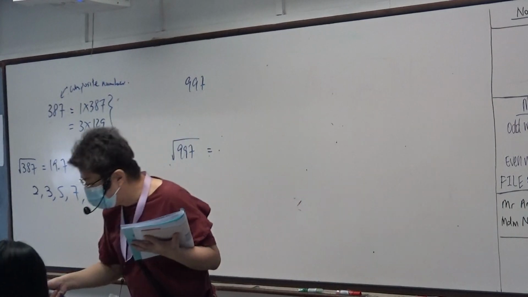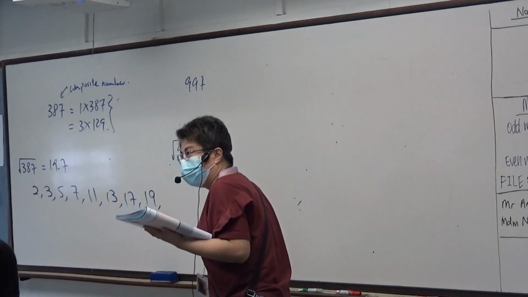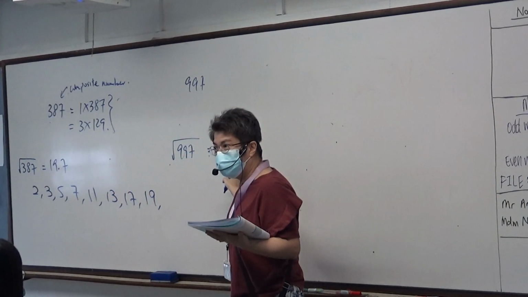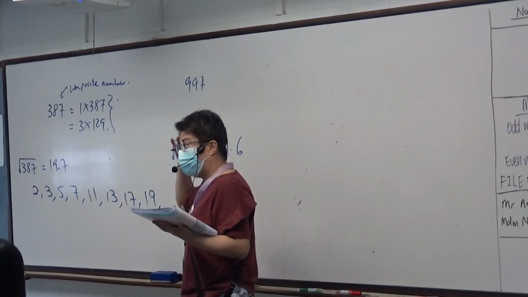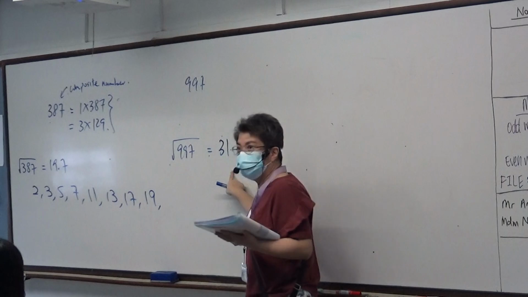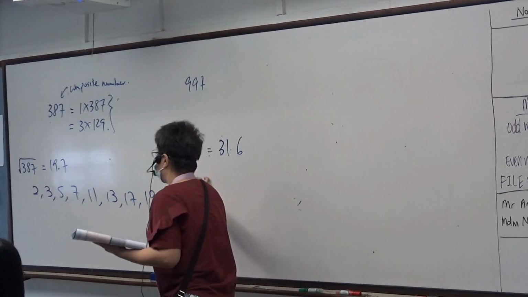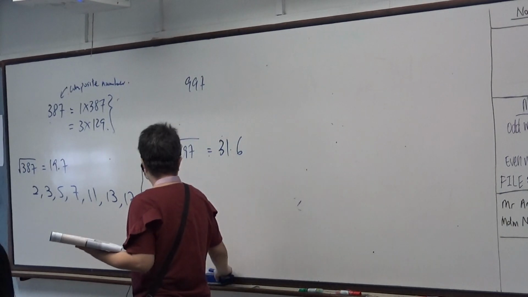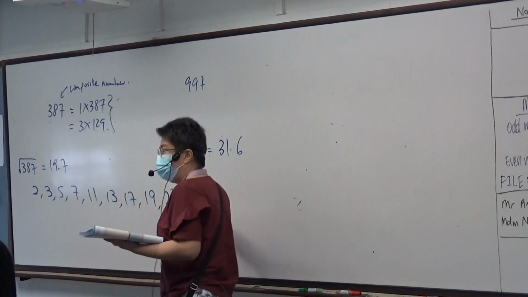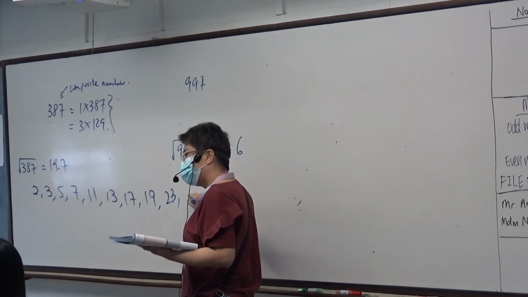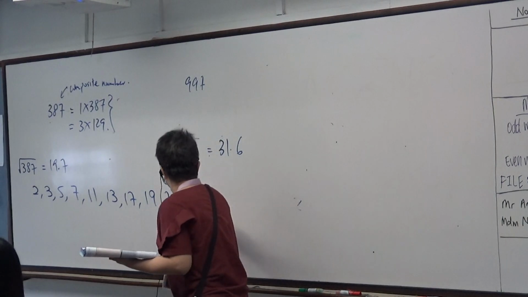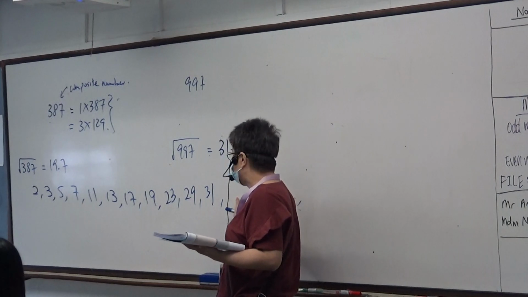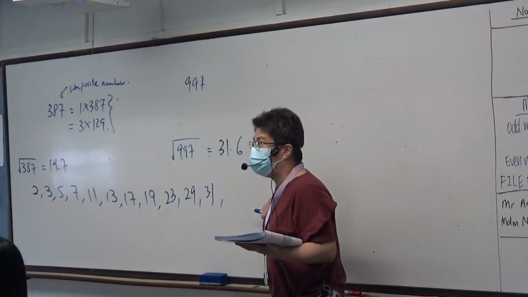Show me your calculator. 31.6, right? Let's give it to one decimal place. Will that be okay? That means I'm going to test all the prime numbers less than or equal to 31.6. So I will have 2, 3, all these, right? Then 23, then 29, then 31. That's correct, because 47 and all these are bigger than 31.6.